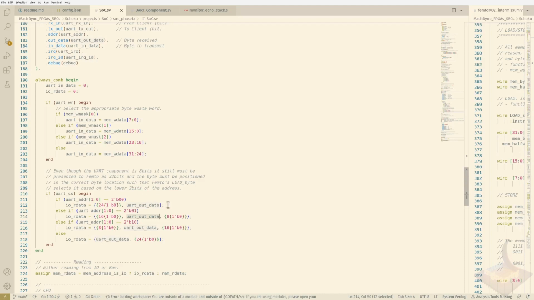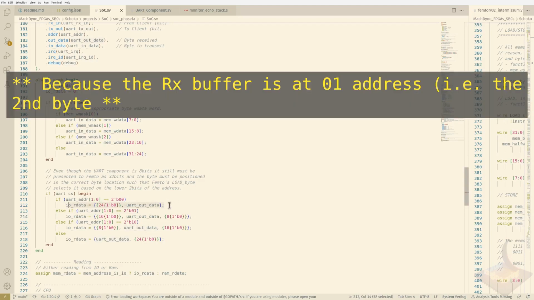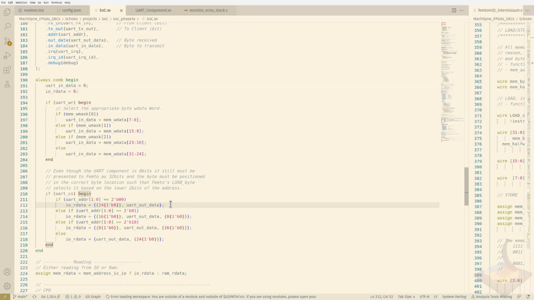Now this was the bug that I had originally. I couldn't figure out why every time I would try to read the receive buffer, I would get zeros out of it. And that's when I realized that our UART component looks like to the Femto as a single 32 bits altogether, and each one of those is at a byte location.